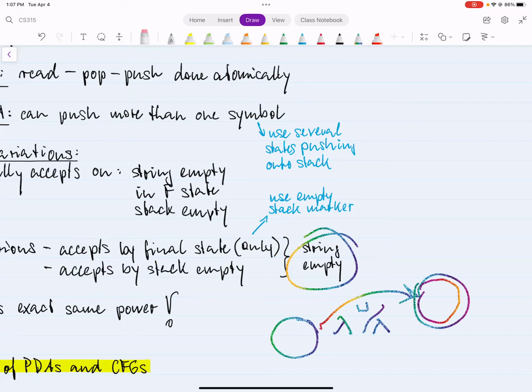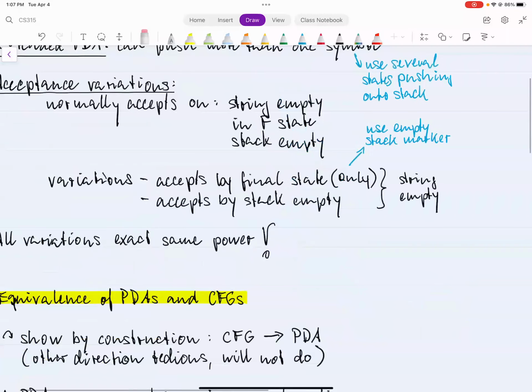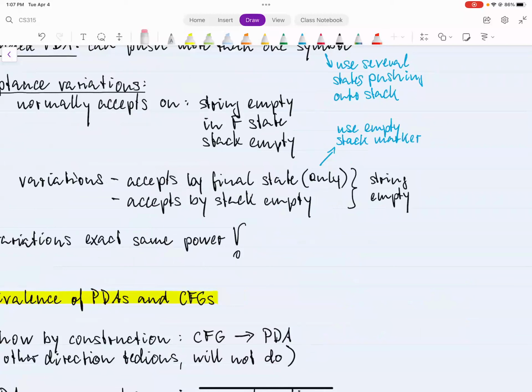All righty, so accepts by stack empty only. I leave that to you as an intellectual challenge, if you don't know what to do with yourself. So solve this problem on your own. And I don't want to discuss it here, because it's on the homework.